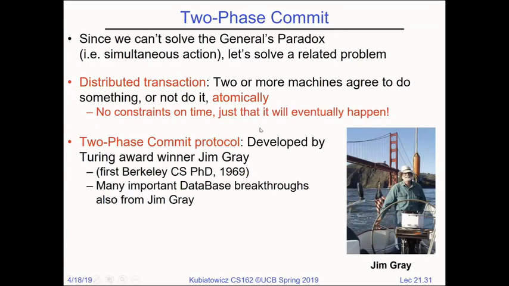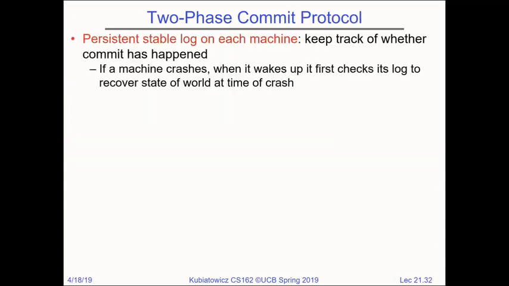Turing winner. He was also the first Berkeley PhD, 1969, for CS. And there's a lot of very important database breakthroughs from Jim Gray. So he is an amazing person in the database field. Now, as you're probably all well aware, he unfortunately disappeared in his boat, and they never found him back in 2007. So that's Jim Gray. But he is definitely one of the lights of Berkeley that got snuffed out too early.